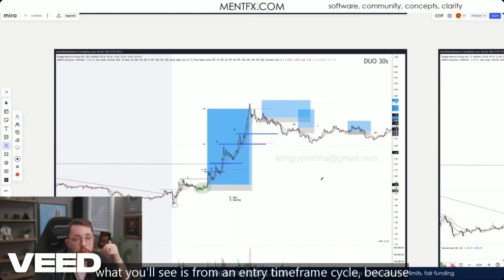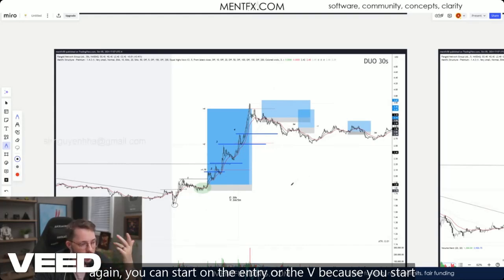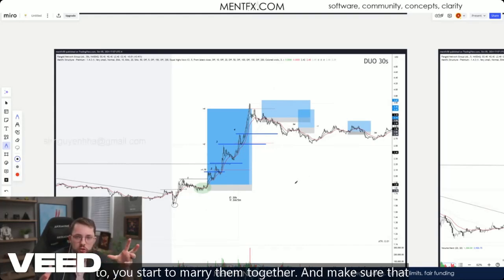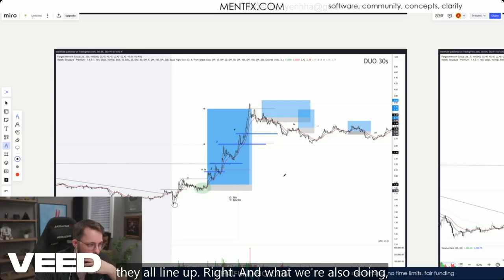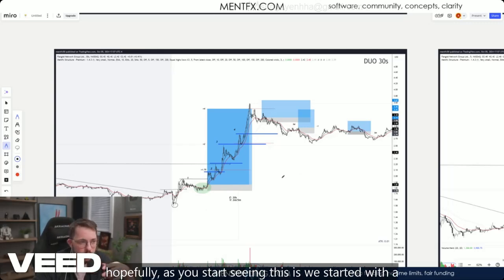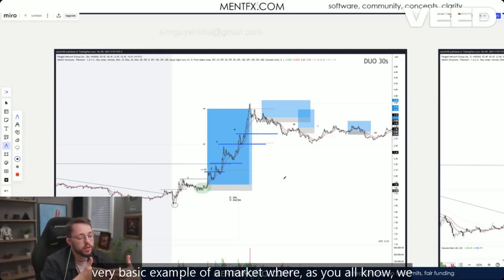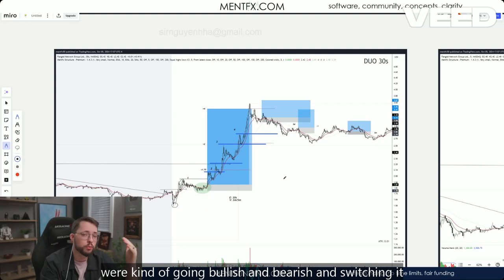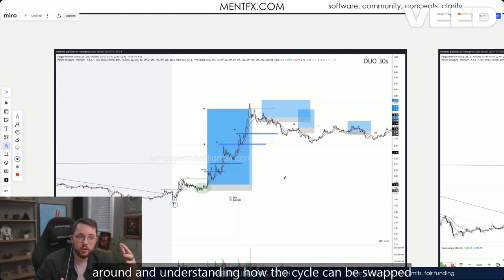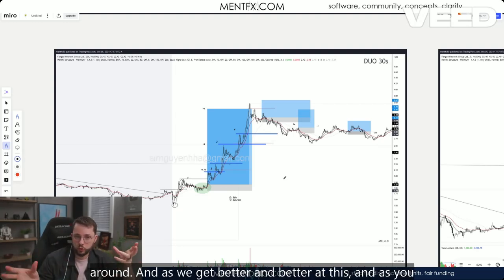And what you'll see is from an entry time frame cycle, because again, you can start on the entry or the V because you start to marry them together and make sure that they all line up, right? And what we're also doing, hopefully, as you start seeing this, is we started with a very basic example of a market where, as you all know, we were kind of going bullish and bearish and switching it around and understanding how the cycle can be swapped around.